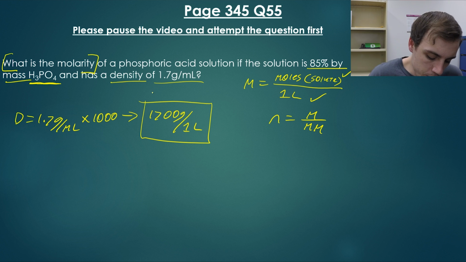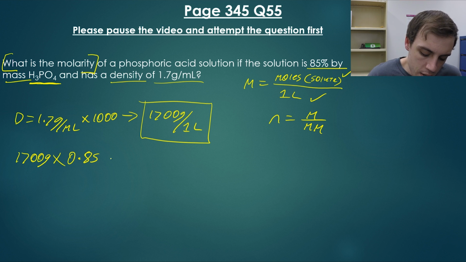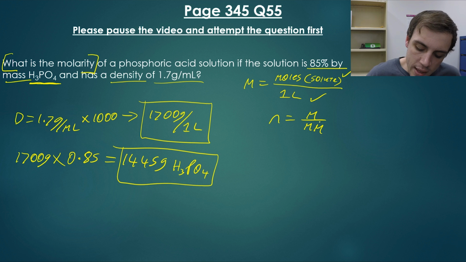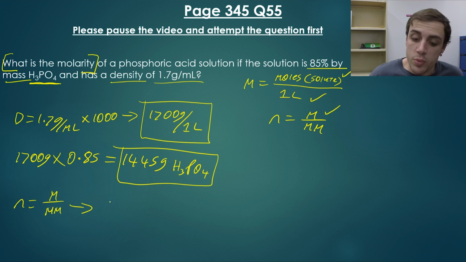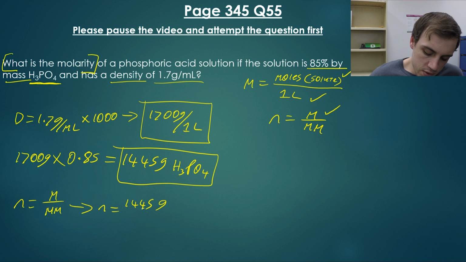So we can go 1,700 grams multiplied by 0.85, and that will give us 1,445 grams. So now that we have our grams of our phosphoric acid, we can then put this into our moles equation. So moles, which we don't know, is equal to 1,445 grams over the molar mass.